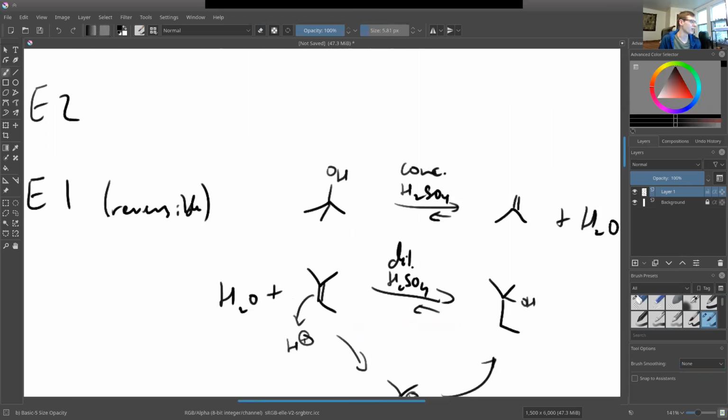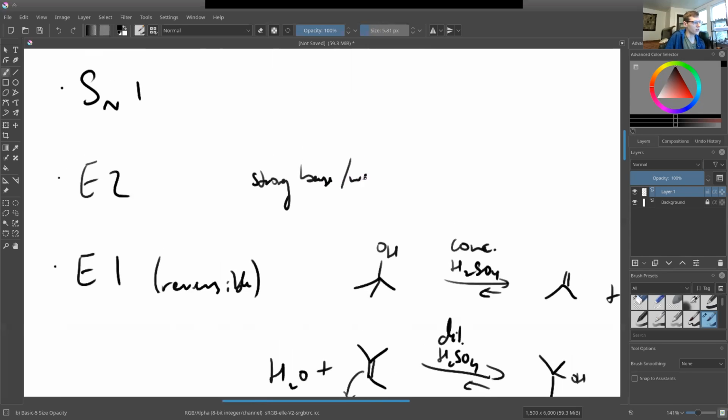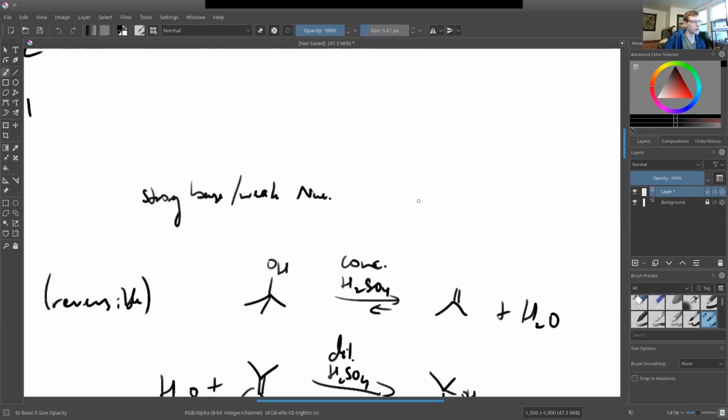Cool. Anyway, so that goes through E1. And then E2, some kind of important stuff being that we need a strong base and a weak nucleophile. And in general, we also want anti-periplanar. I say in general for a reason.